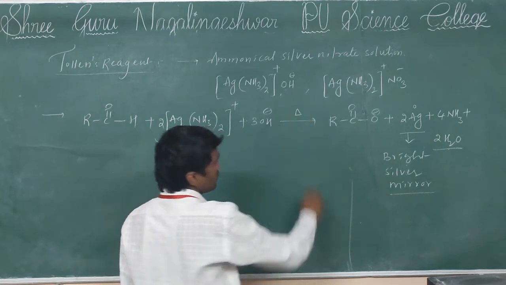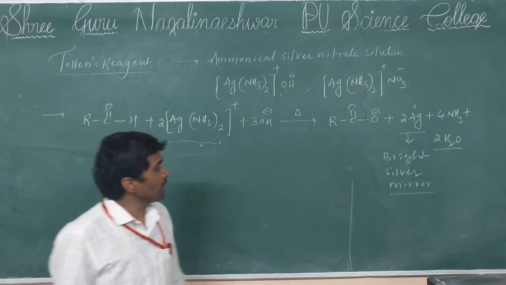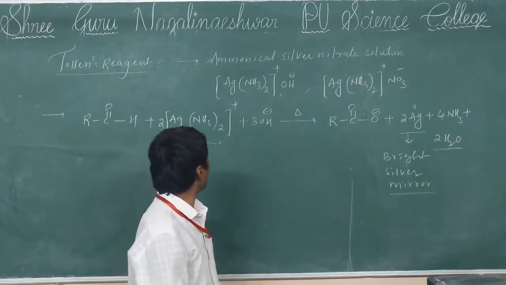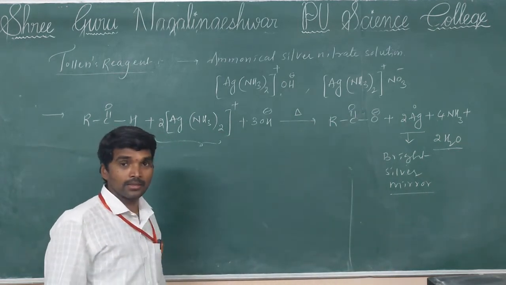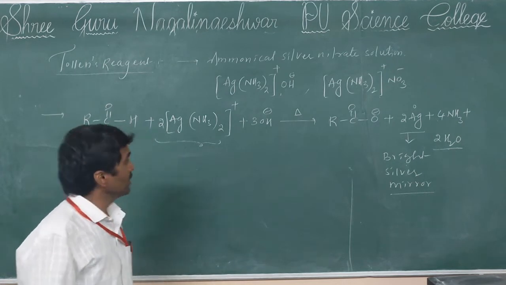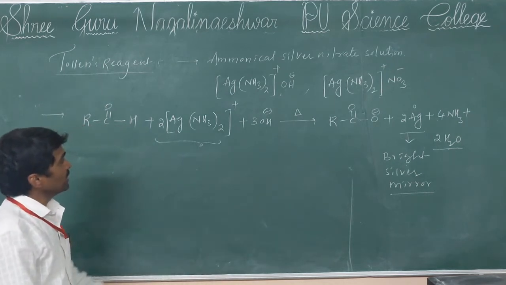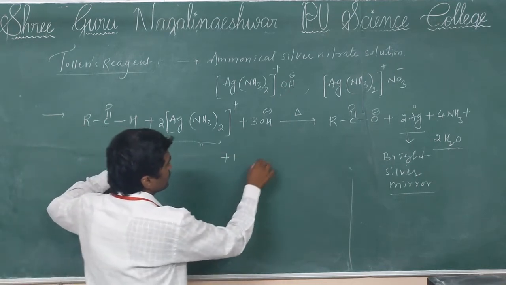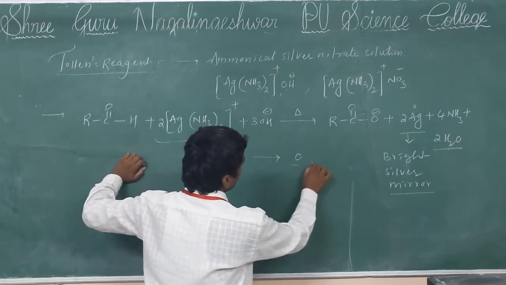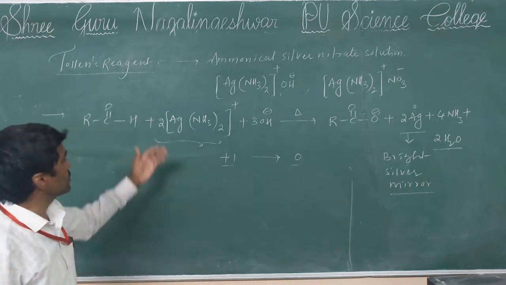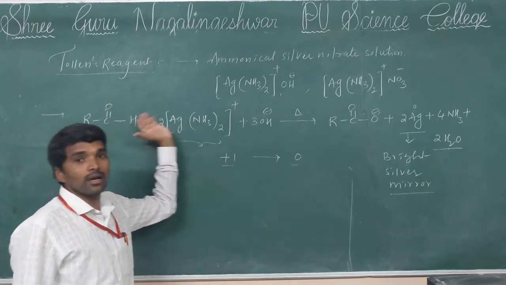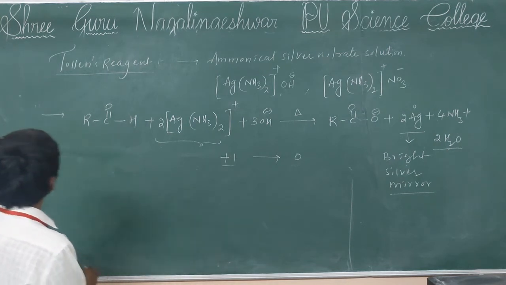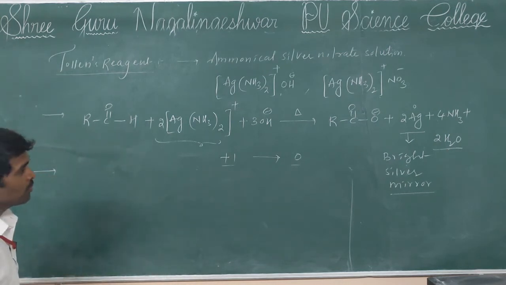Okay, this reaction you should remember. By this bright silver mirror we can identify that the given compound is an aldehyde. This is a very important point. They will ask for the competitive level: in the Tollens reagent the oxidation state changes from, you remember, +1 to 0. Means Tollens reagent here is reduced by aldehydes. That point to remember.